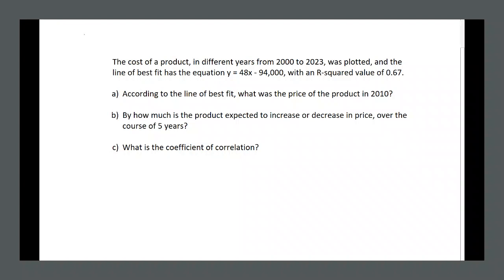So the first one, according to the line of best fit, what was the price of the product in 2010? Well, the line of best fit tells us the price of the product, y, and how it depends on the year. It's 48 multiplied by the year minus 94,000. Now the year we're interested in here is the year 2010. So we just have to put in 2010 for x.